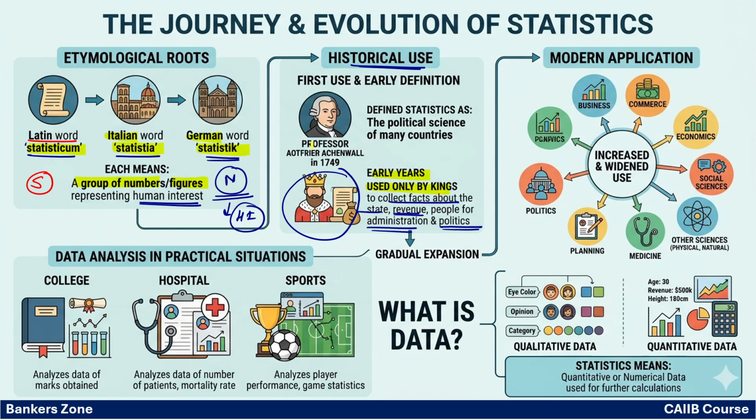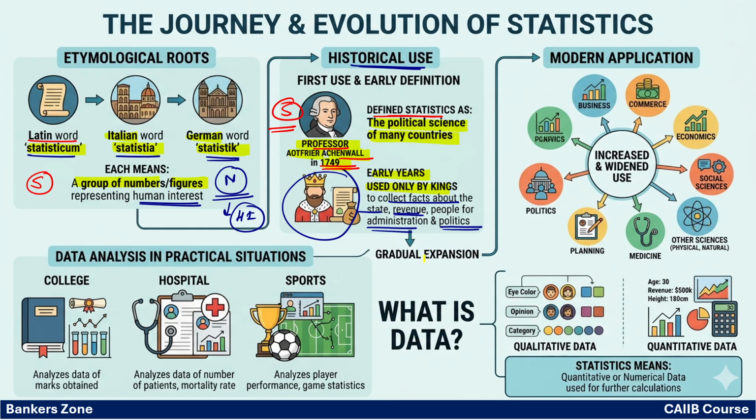Now Professor Achenwall in 1749 first used the word statistics. Who first used the word? Professor Achenwall in 1749 used the word statistics. He defined statistics as the political science of many countries. As per Professor Gottfried Achenwall, he defined statistics as the political science of many countries.